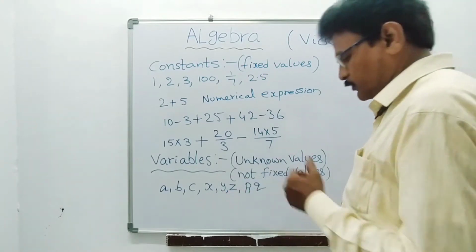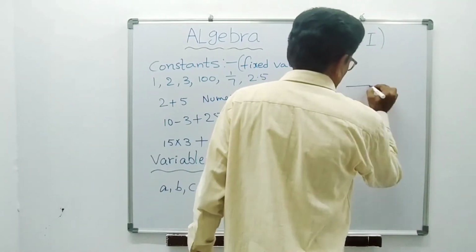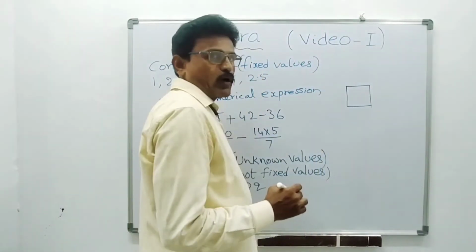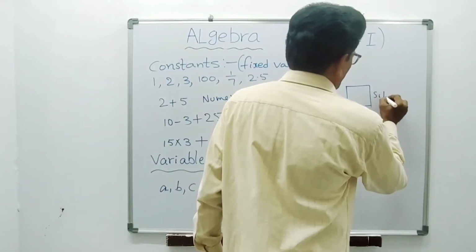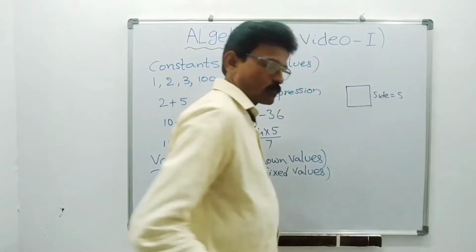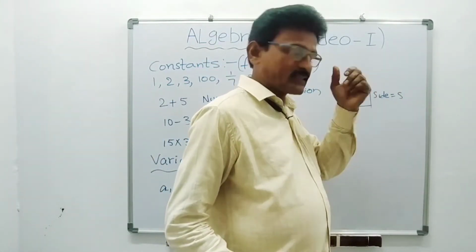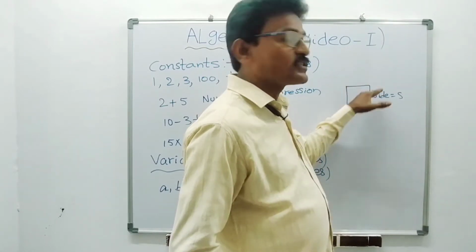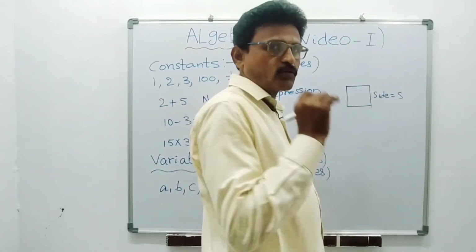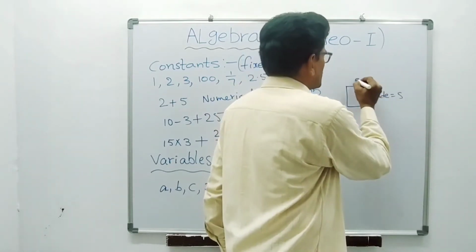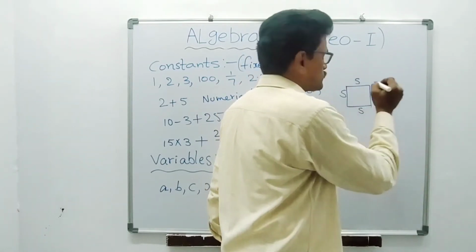Okay. Suppose you see this is a square. In this square we will write the side as S. I am taking S here. Somebody will take A, somebody will take X. Now here I am using side as S. All sides are equal in a square. So that is S, this one also S, here also S, here also S.